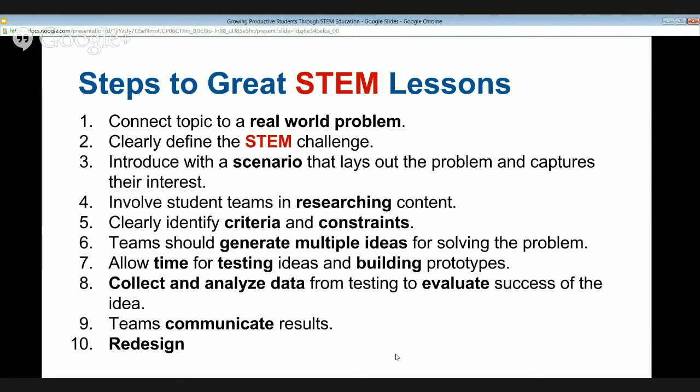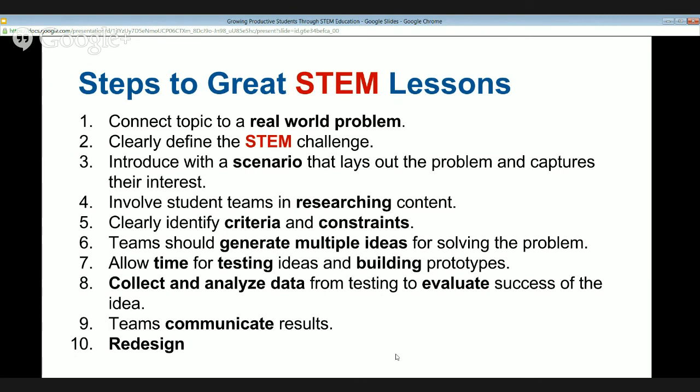Require that they generate multiple ideas for solving the problem. And then once they have generated those multiple ideas, they should argue the merits of their own ideas within their team. And then at that point, begin testing their ideas, building their prototypes, building their model to test. They have time to test it. Then they collect and analyze the data from this testing to evaluate their success. And then bring your whole group together and communicate as teams.